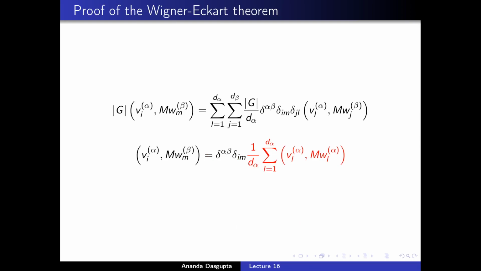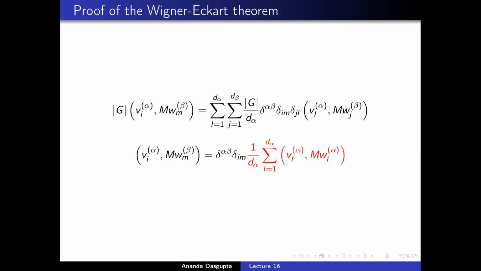Vi alpha comma MW beta J is equal to delta alpha beta delta Im times this expression in red, which is 1 by d alpha sum over all L from 1 to d alpha of the matrix elements VL alpha MWL alpha. Notice that because we are using the same index L for both V and W here in this matrix element, we have something like a diagonal matrix element here. Now I am using the diagonal with air quotes, which you unfortunately cannot see.